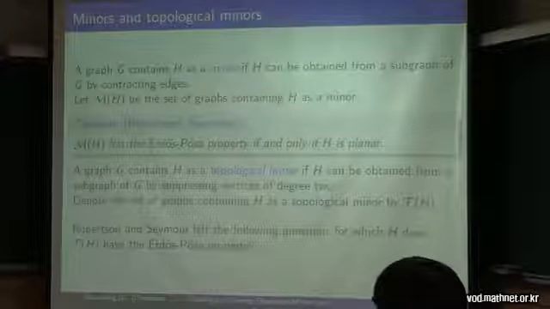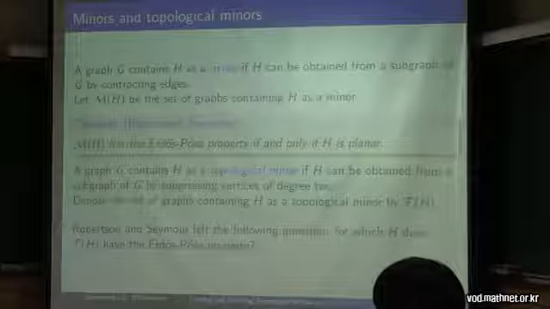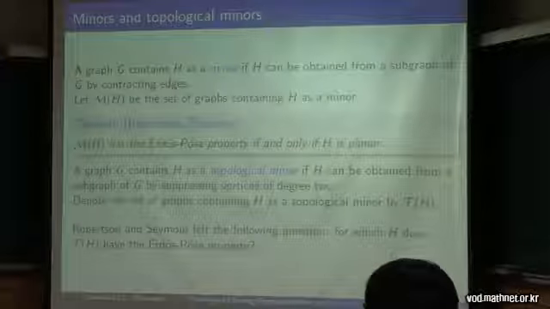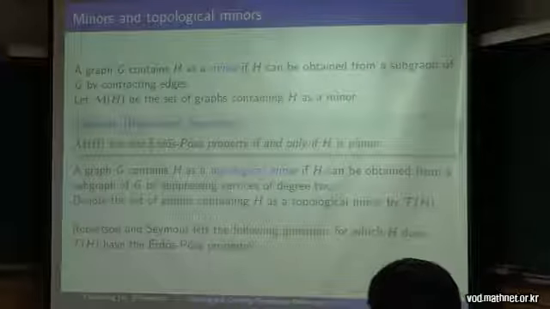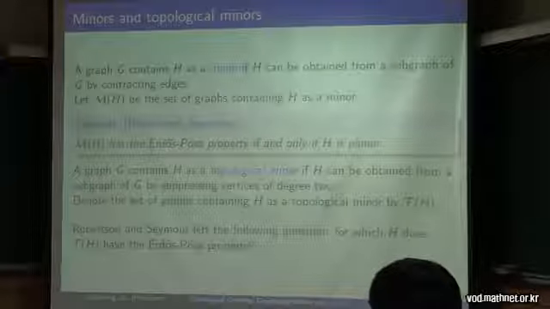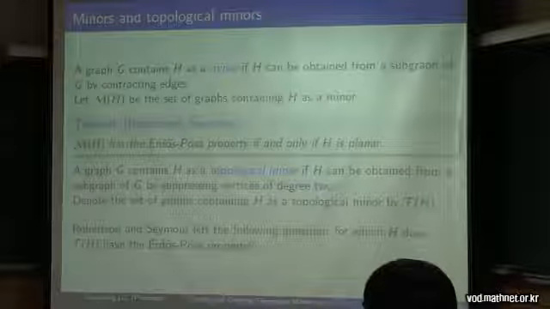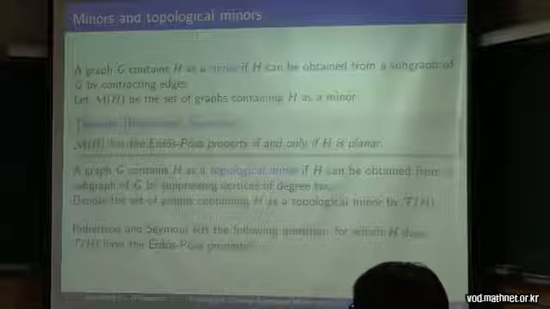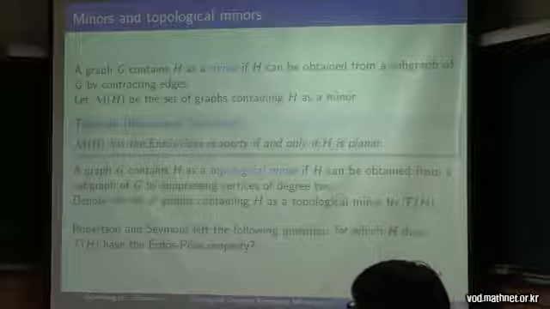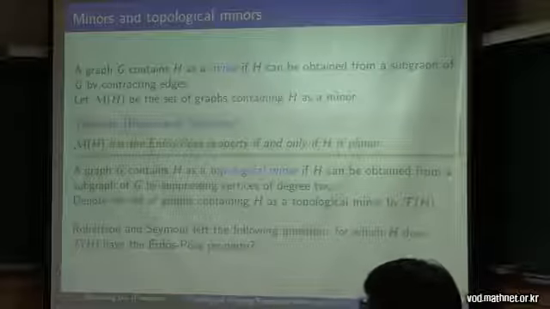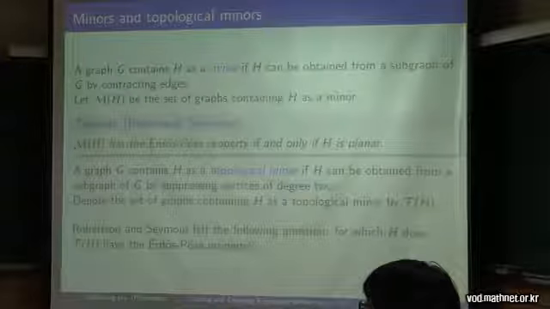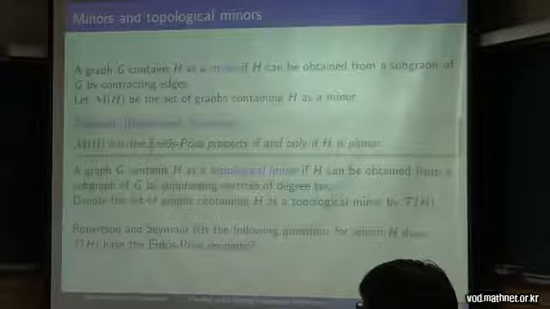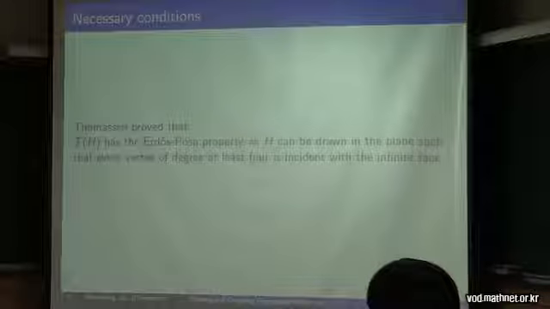If your graph is planar, then you have no K5, K3,3 as a minor, and if it has no K5, K3,3 as a topological minor. Okay, so if I write the set of graphs containing H as a topological minor as T of H, now I want to prove something like Robertson-Seymour's theorem. I want to find a characterization for the graph H such that T of H has the irreducible property. And it's actually one question asked by Robertson and Seymour in the same paper where they proved this theorem. So in this talk, I'll show you such a characterization. First, let's see some necessary conditions.